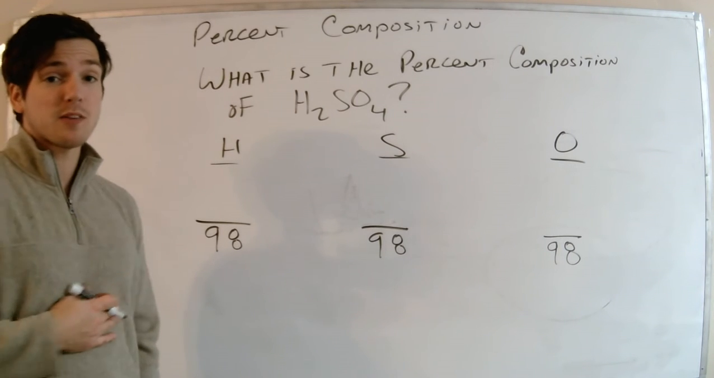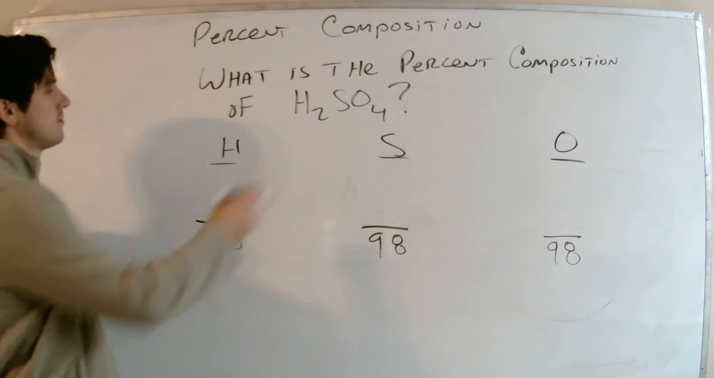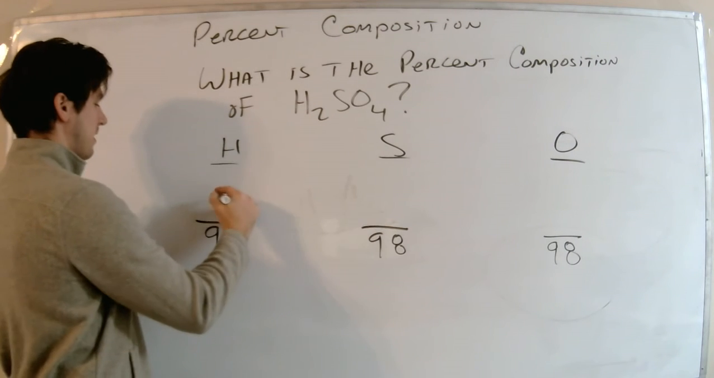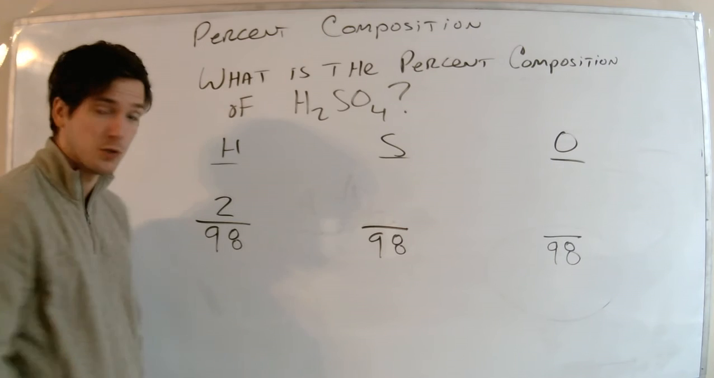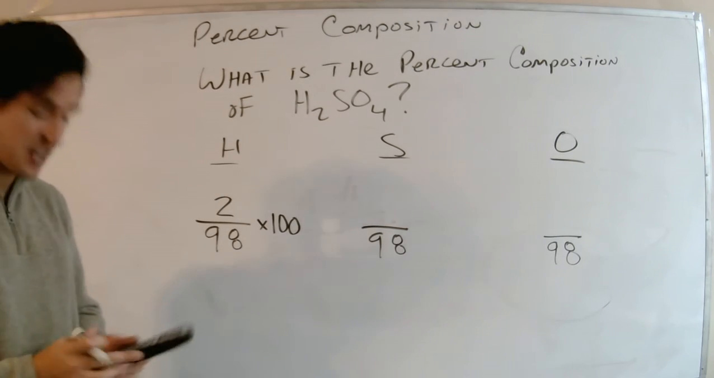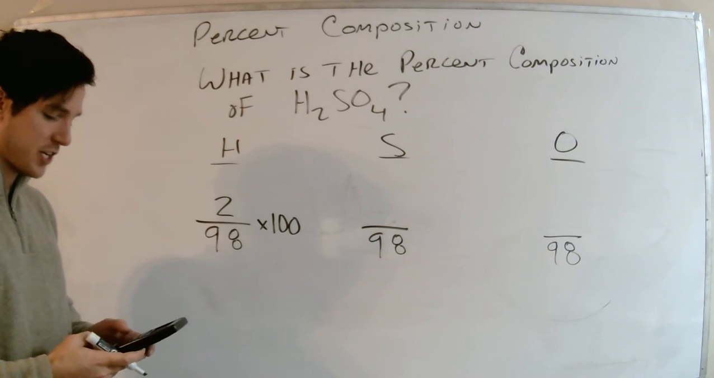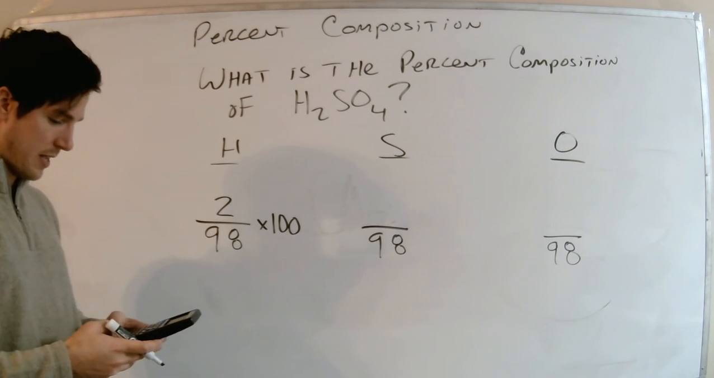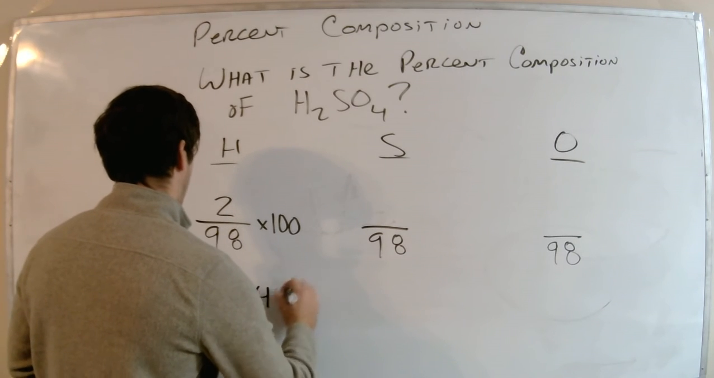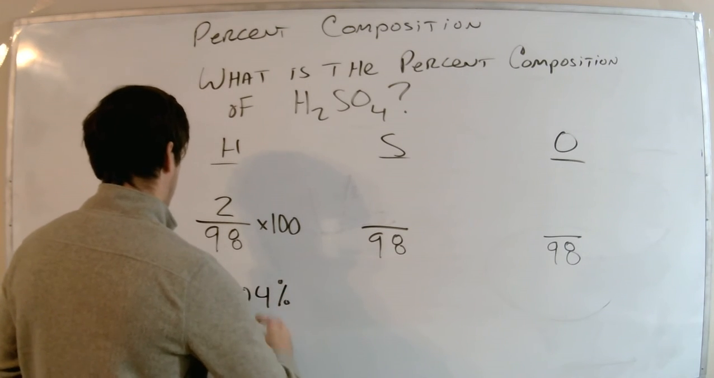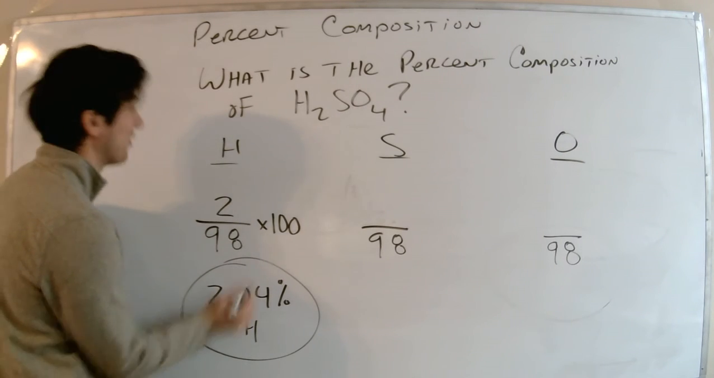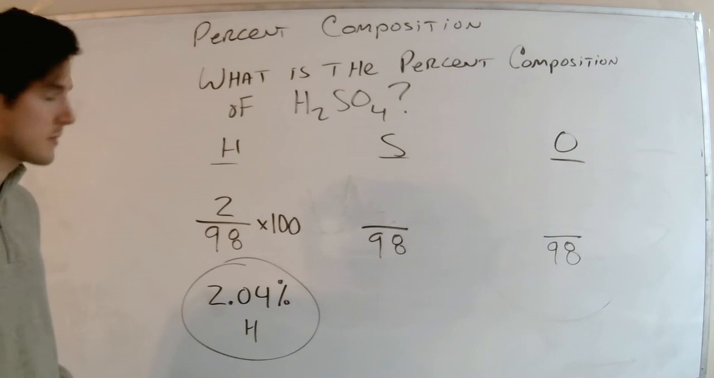Let's go ahead and figure out the molar mass of all the hydrogens. Hydrogen has a molar mass of 1, but since I have 2 of them, that gives me a total molar mass of 2. I'll times that by 100, and the percent composition of hydrogen in sulfuric acid is 2.04% hydrogen. That makes sense because hydrogen's pretty small and there's only 2 of them in this whole thing.